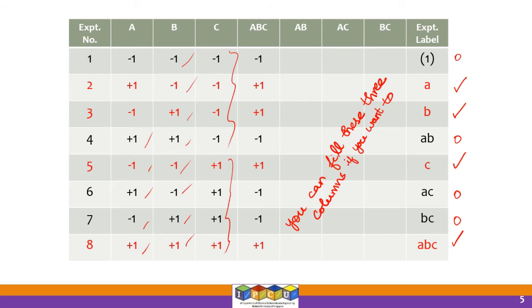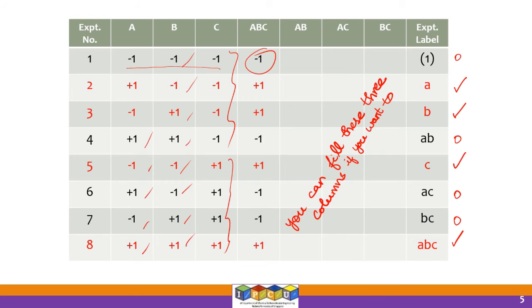For example, you understand why this is -1. This is -1 because if you take A, B, and C corresponding to experiment number 1 and multiply the 3, you will get -1. Similarly, this is +1 for the same reason: +1 multiplied by -1 multiplied by -1 will give us +1. So we understand how we generate this column ABC.